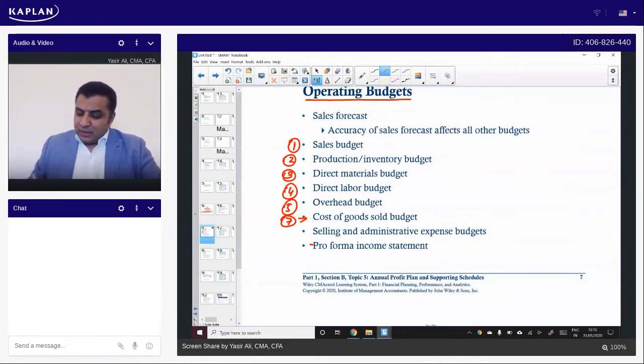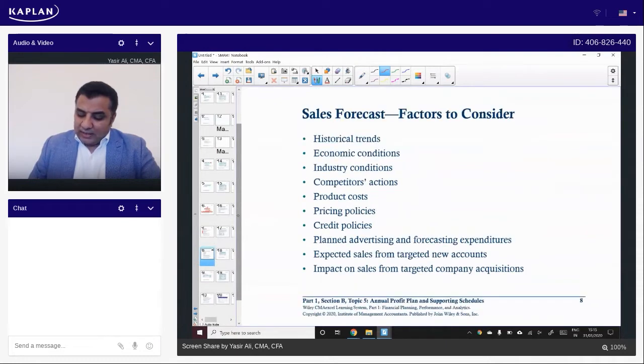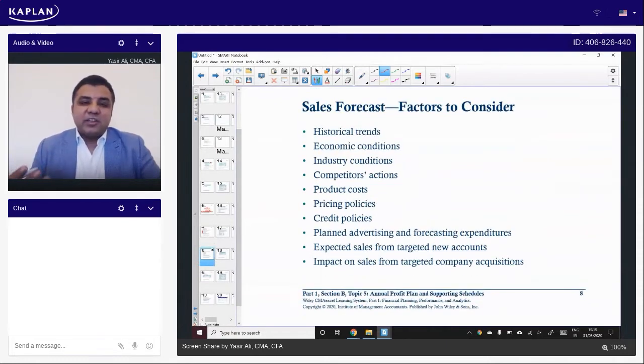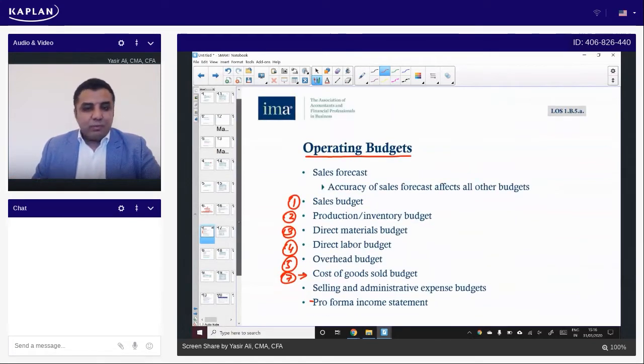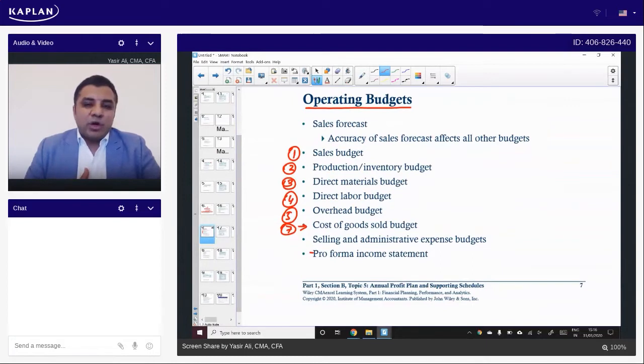So now, what are the inputs to forecasting sales, right? And this is a very, very important examination question, a theoretical question: which one is the most critical of all the budgets, all the operating budgets, right? If I put this question to you, what do you think is the most critical budget, the most important budget, in the entire list of operating budgets? Yes, excellent. You have guessed it.